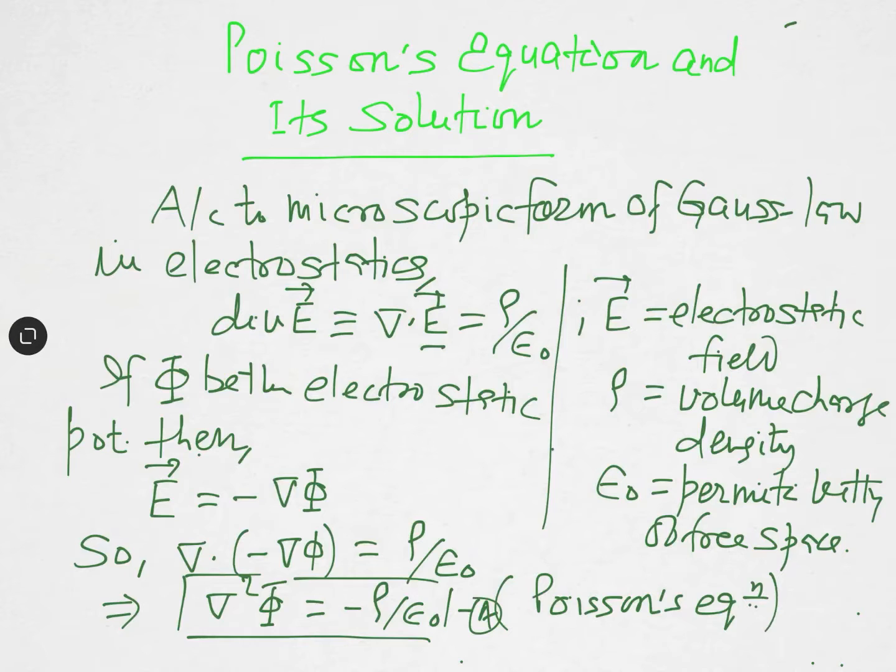This is, say, equation A, and this is called Poisson's equation. One thing we should note here, that this equation is applicable in the region where electric charge is distributed, and in absence of electric charge distribution, this equation simply reduces to the Laplace equation, which we have already discussed.